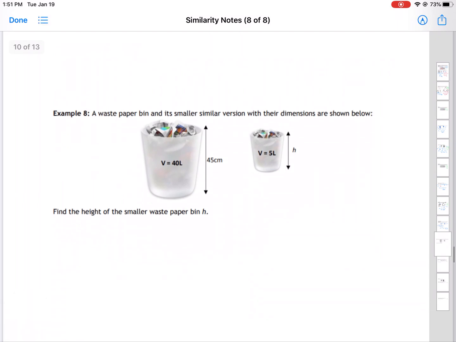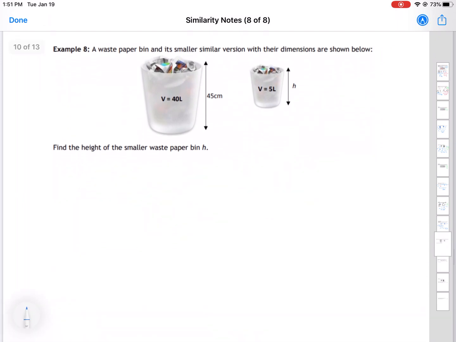We do a similar process when given both volumes. So we've got 2 trash cans here, both with a volume given. We want to try and reduce the dimensions down, so we're given the height. Now if you remember volume, we cubed. So to go back the way, we are going to have to cube root.